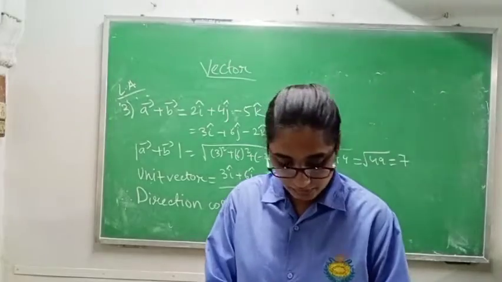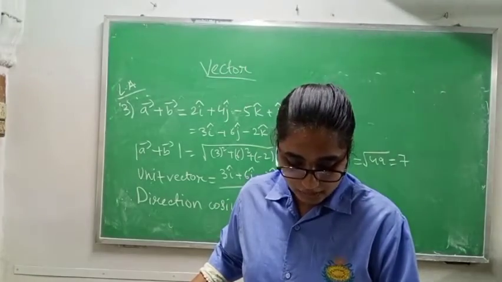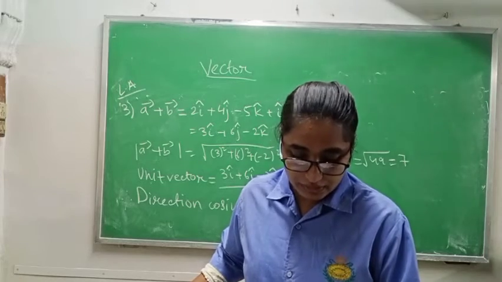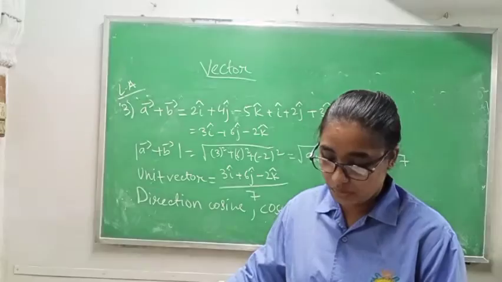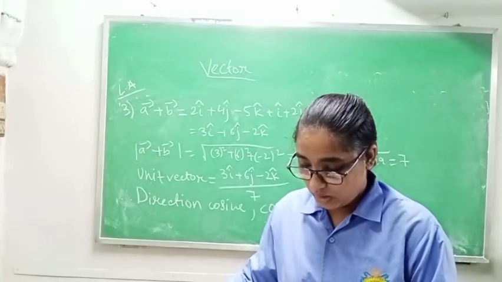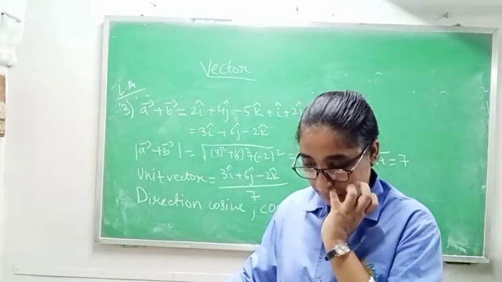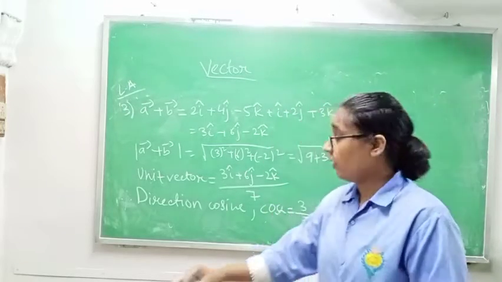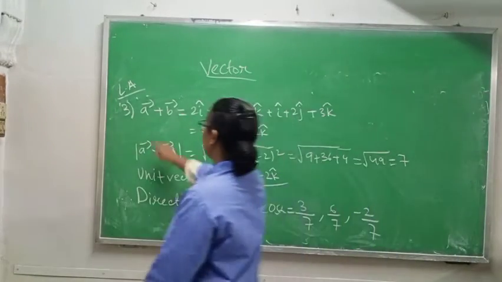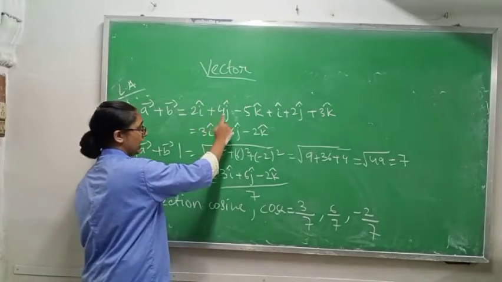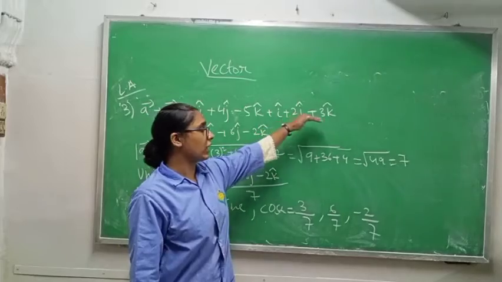It is given: find the unit vector in the direction parallel to the sum of the vectors A vector and B vector, and also find the direction cosine of this vector. Okay, so in this one you have to find the unit vector and direction cosine. A vector is given as 2i cap plus 4j cap minus 5k cap, and B vector is i cap plus 2j cap plus 3k cap.